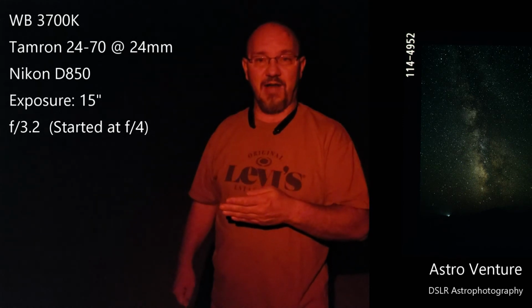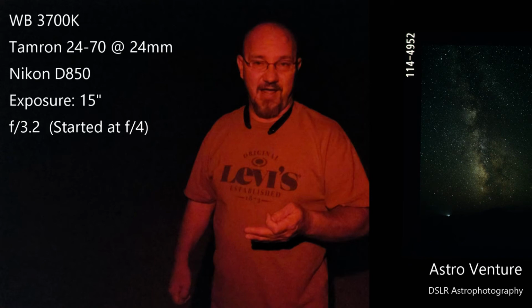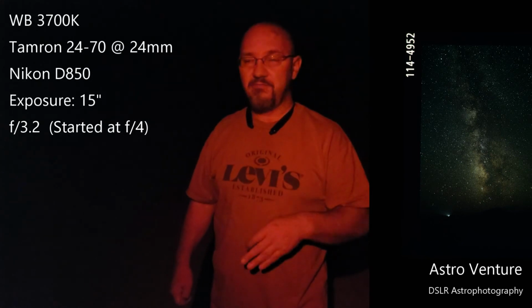And this is where you need to trust your histogram and not what your eyes are seeing on the back of the camera. So right off the bat, I can tell you that this image is going to be too dark because most of my histogram is coming up the left-hand side. So I'm going to open up my aperture. I'm starting out at an f4, and I'm going to open up the aperture and take a photograph and see what my histogram looks like.